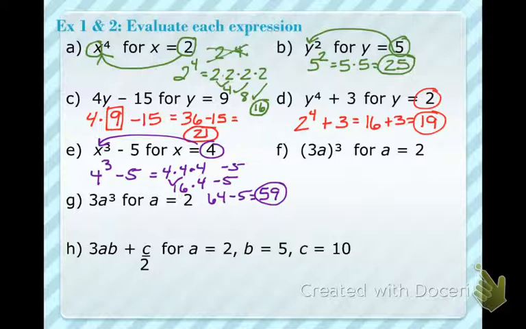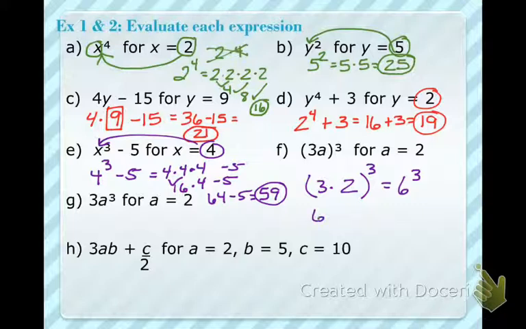That's a big number. Okay, now you have something that has a parenthesis. Inside the parentheses, you have a 3a. And so you're going to put a set of parentheses, and you're going to go 3 times a, and a is 2. And then you have a cubed right here. So you do inside the parentheses, order of operations starts with parentheses. So 3 times 2 is 6. And then you cube it.